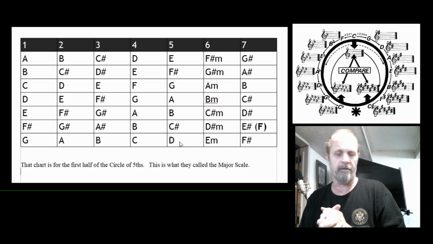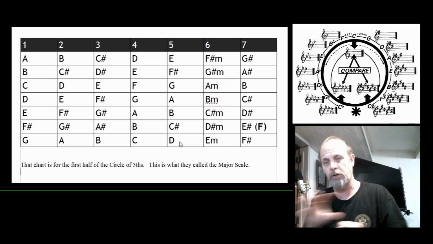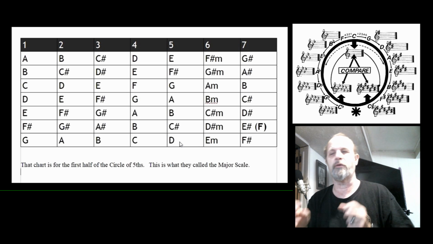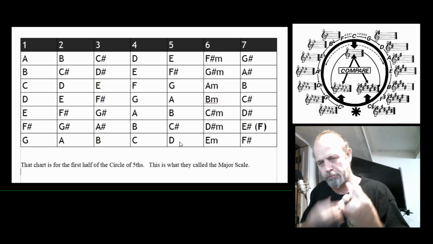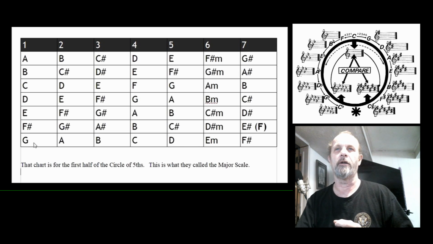So the key of G, the G chord itself: all the major chords have three notes, and that's 1, 3, 5. If I want to play a G chord, what are my three notes? Well, let's look here. G is 1, B is 3, and D is 5. So the G chord has G, B, and D notes to it.